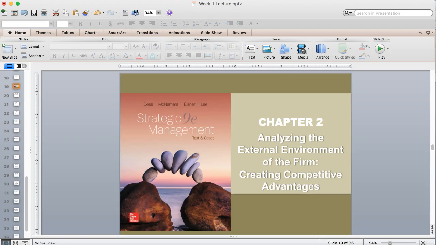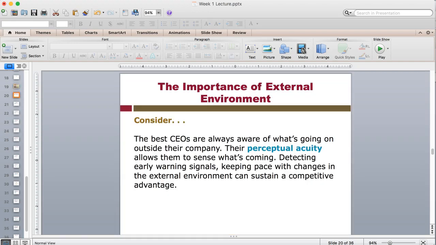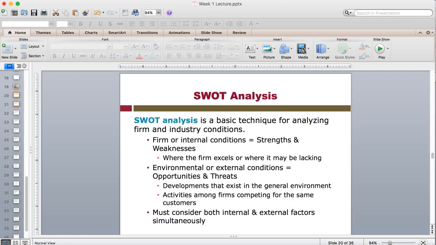The first piece of this is to analyze the external environment of the firm. So what is going on here? What are we talking about? Well, basically, the best companies and the best CEOs are always looking at what's going on outside of their company, looking for warning signals, looking for changes, looking for opportunities, because the one thing we know for sure is that change is constant. And whether it's technology change or any other change, those kind of changes can dramatically impact your ability to basically thrive and survive over the next 5 to 10 years.